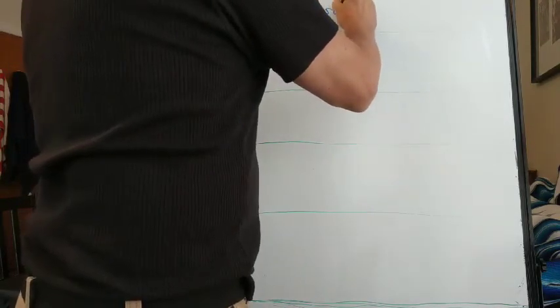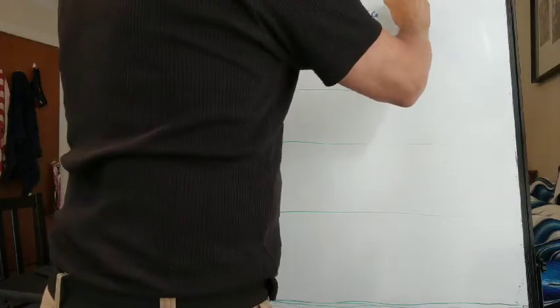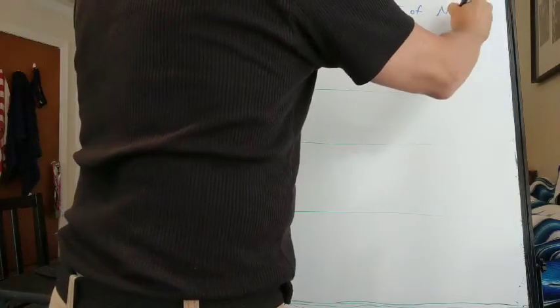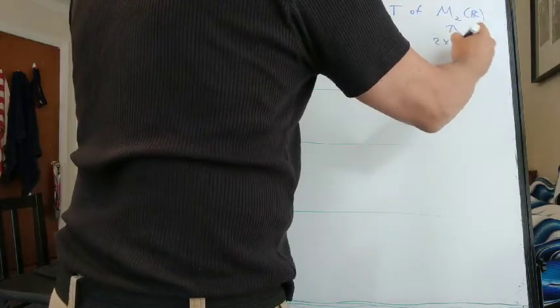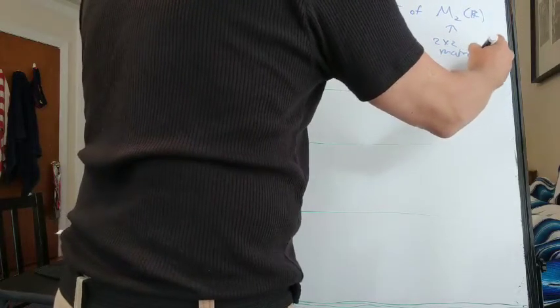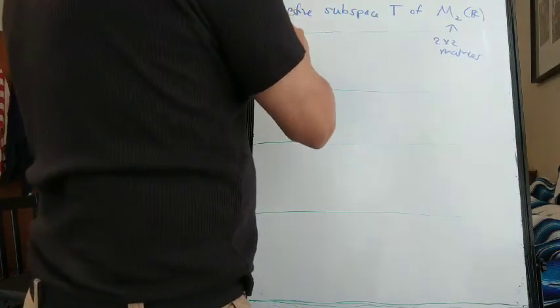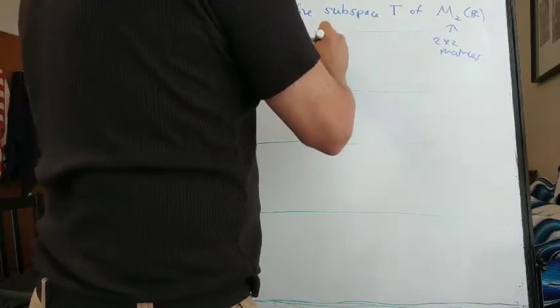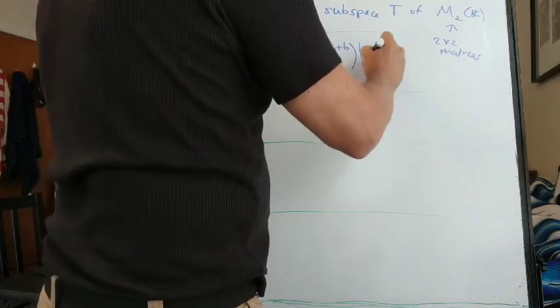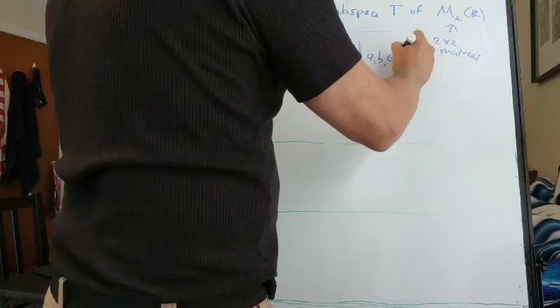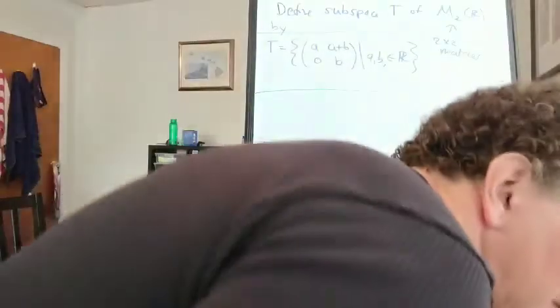So for example, let's look at a subspace of the 2x2 matrices. Let's define the subspace T of 2x2 matrices with real entries, by letting T be all the matrices of the form A, A plus B, 0, B, where A and B are real numbers.